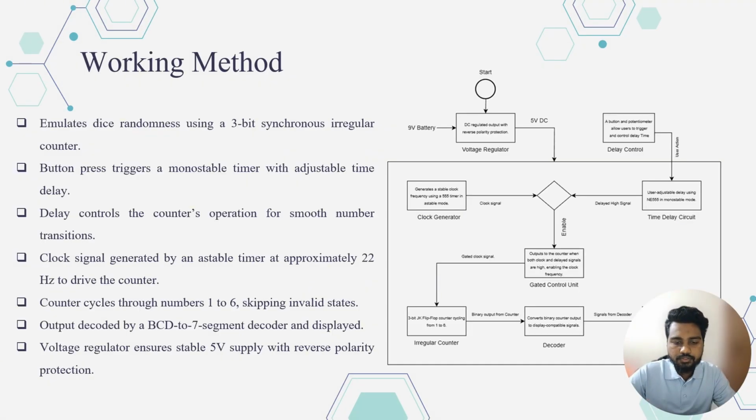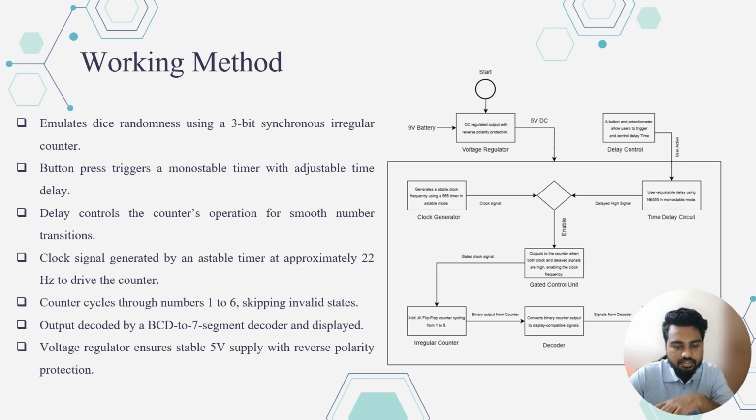Assalamu alaikum. This is Manul Islam. I will be explaining the working method of this project. Our digital dice simulator operates through an innovative combination of digital and analog components. At its core, we used a 3-bit synchronous irregular counter to emulate realistic dice randomness. When a user presses the button, it triggers a monostable timer featuring an adjustable time delay.